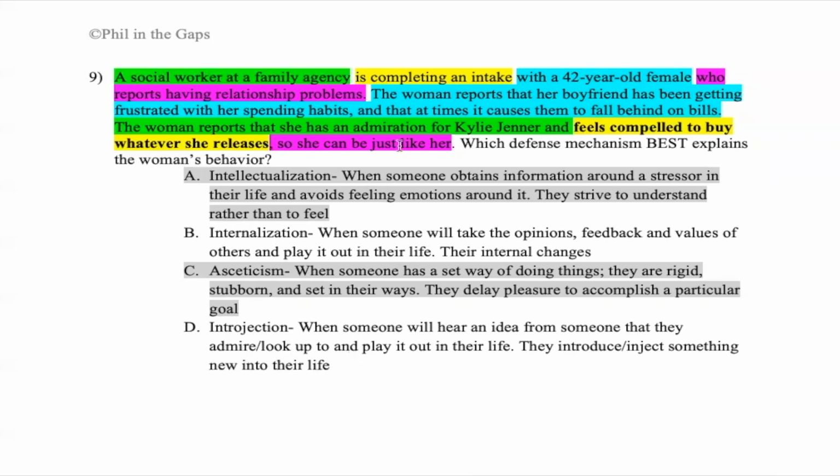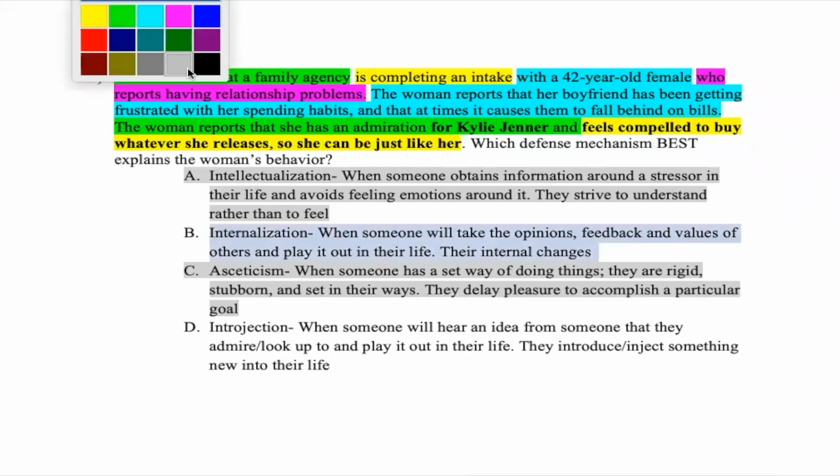Woman reports that she's having relationship issues and her boyfriend's getting frustrated with her spending habits because at times it causes them to fall behind on bills, clinically significant impact. She has an admiration for Kylie Jenner, so a particular individual, and she feels compelled to buy whatever she releases just to be like her. So that's a key thing there as well, because she wants to be just like her. So for that reason, we're going to rule out B.